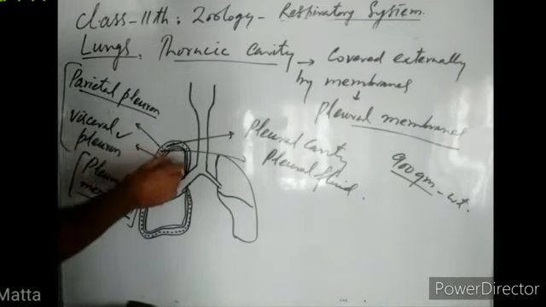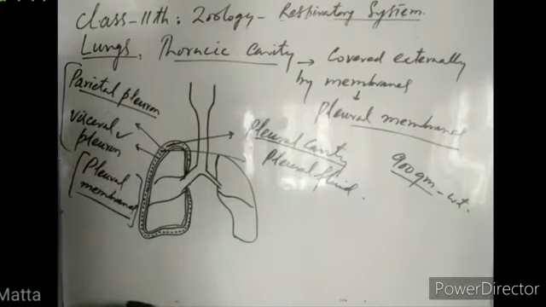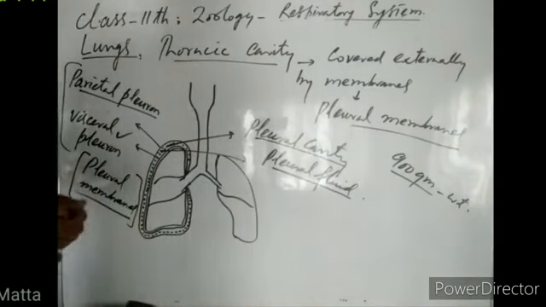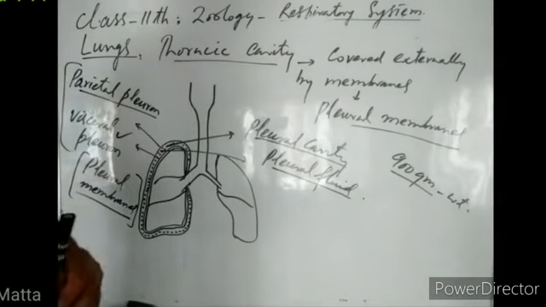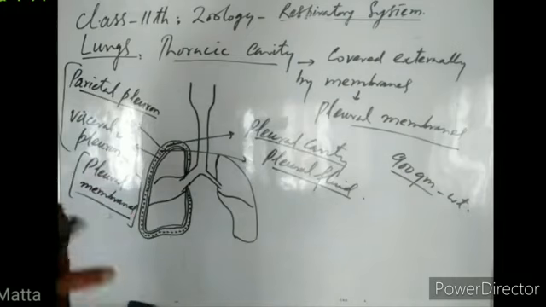In between the visceral pleura and parietal pleura, there is a cavity. That cavity is known as the pleural cavity, and it is filled with a fluid known as pleural fluid. So what is the function of these pleural membranes? Number first, they protect the lungs externally. They cover the lungs externally.